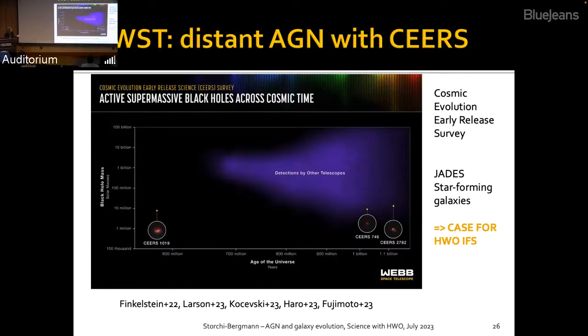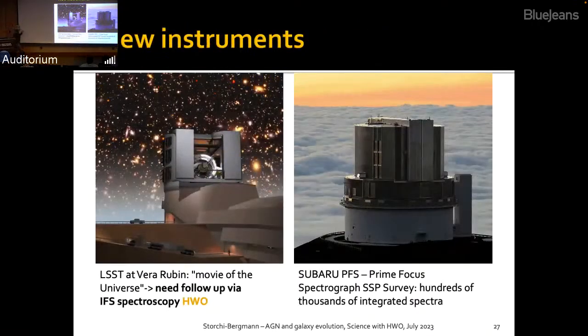And then I think Rebecca mentioned this already. So for these galaxies in the distant universe, if we can use integral field spectroscopy with Habitable Worlds, we can do similar studies as we do in the near universe for these distant galaxies. So we can understand the role of AGN from the present day back to the early universe. And there are these new instruments like LSST, and the PFS at Subaru Telescope, the Prime Focus Spectrograph survey project.